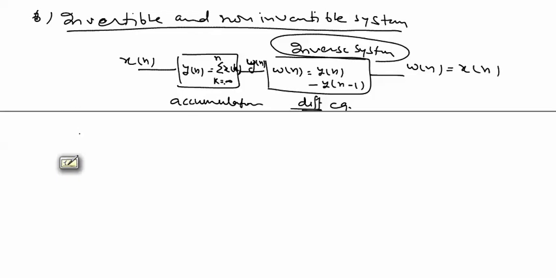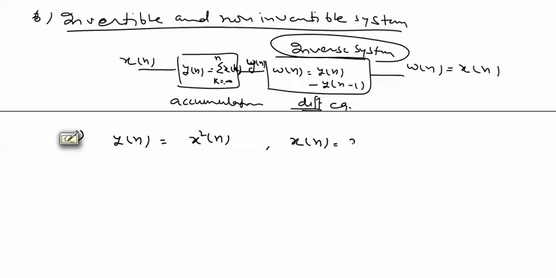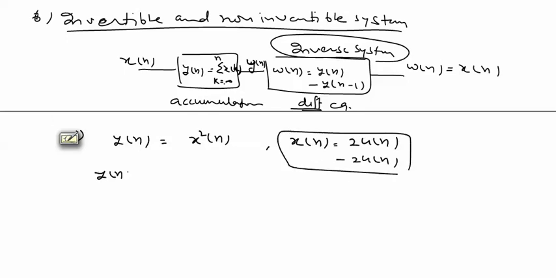With another example, we can check system invertibility. y(n) equals x squared n. We can apply inputs x(n) equals 2u(n) and minus 2u(n). Both inputs we apply on the system, and we get the same result, 4u(n). In both cases, it means the system is not invertible.